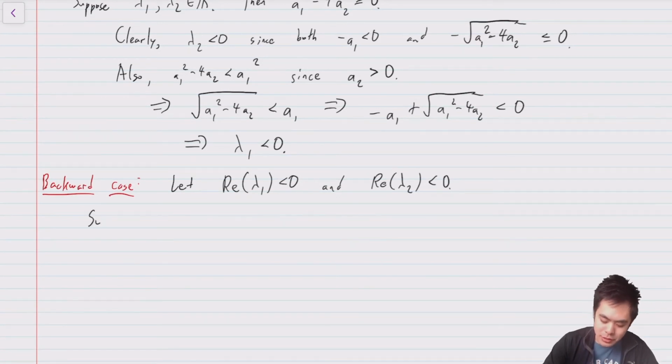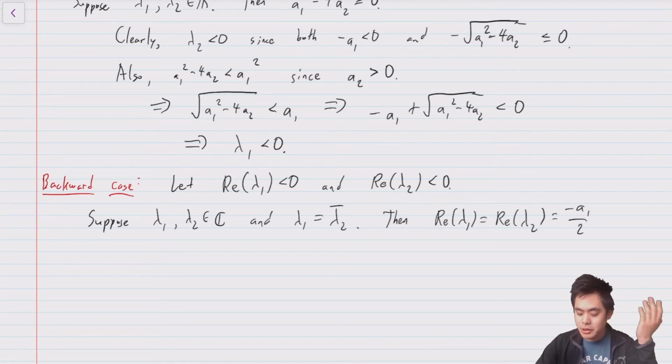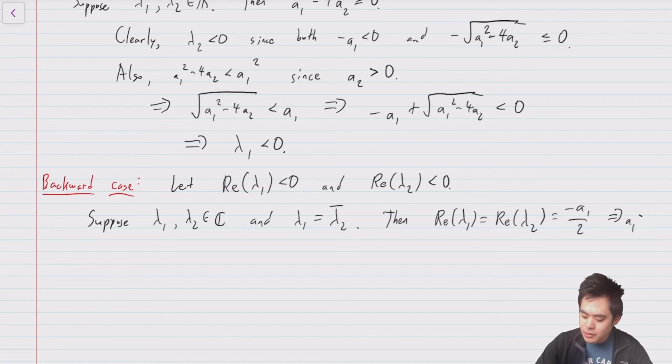First we'll consider the case where they're complex. Suppose lambda 1 and lambda 2 are complex, and they're complex conjugates. Then the real part of lambda 1 is equal to the real part of lambda 2, which again is equal to minus a1 over 2. And since both of these real parts are negative, that implies that a1 is positive.